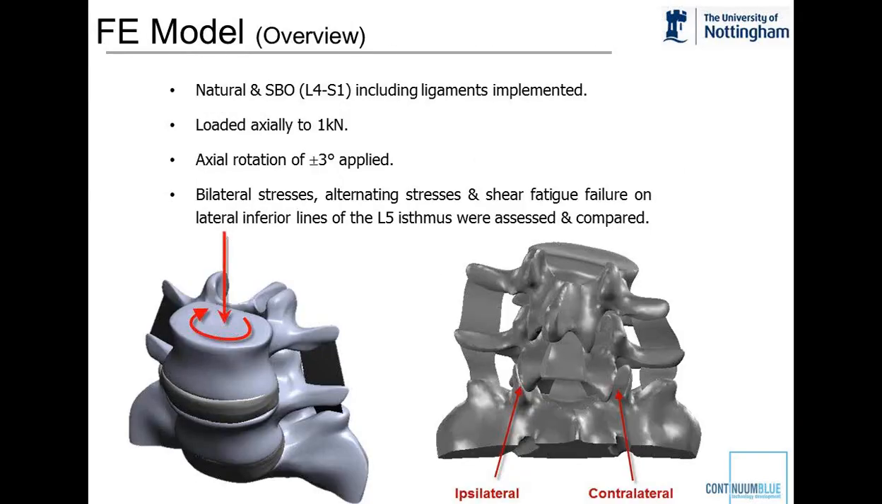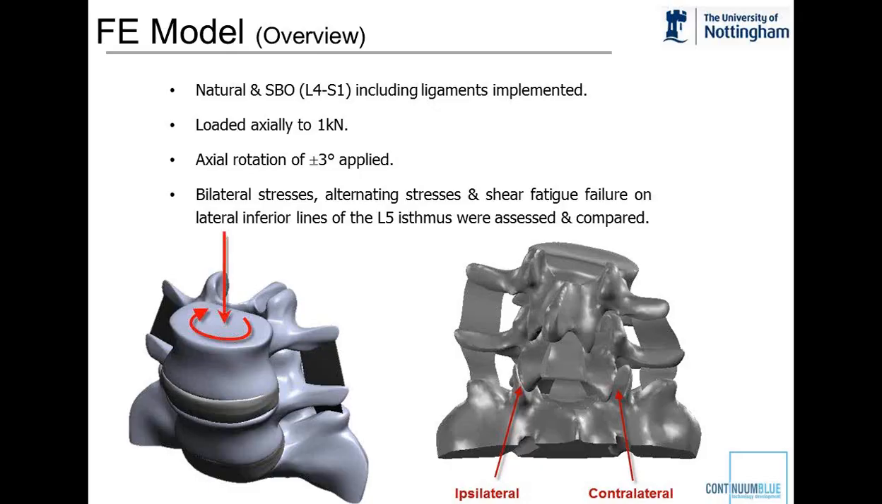And then what we did is we assessed the stresses on these two sides, the ipsilateral and the contralateral, sorry, medical terms, or if you want, left side and right side, to assess what was happening in the loading conditions, and had to look at the L5, which is your lumbar vertebra 5, to assess fatigue, failure, and stress occurring in that region.